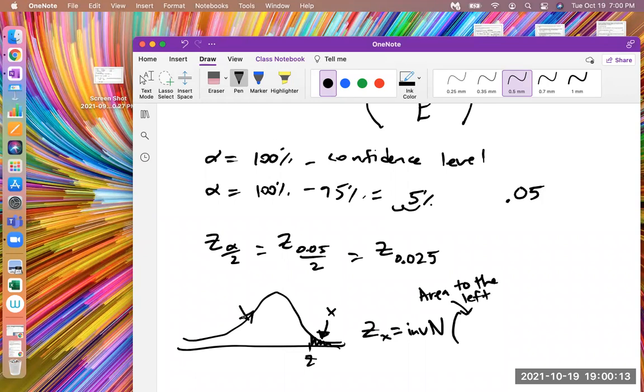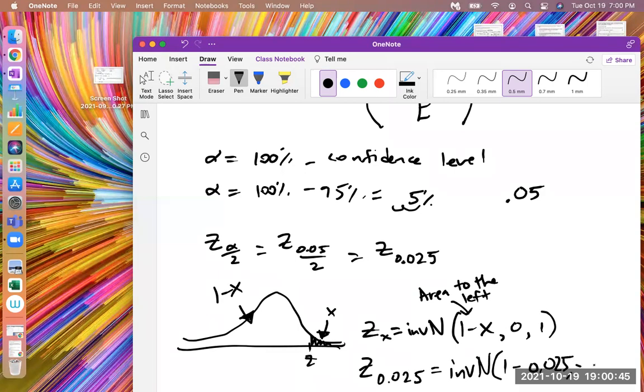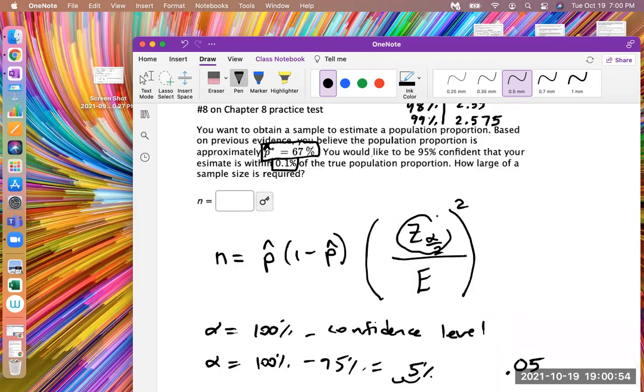So I have to put all of this area in, which would be 1 minus x. So I always do 1 minus x, and then you always have to put the mean and standard deviation in. That's what is going on with this particular problem. If I plug in this 0.025 in place of my x, you're going to have inverse norm 1 minus 0.025, 0 and 1, and that's going to be the z-score that you need to plug in for this value right here.